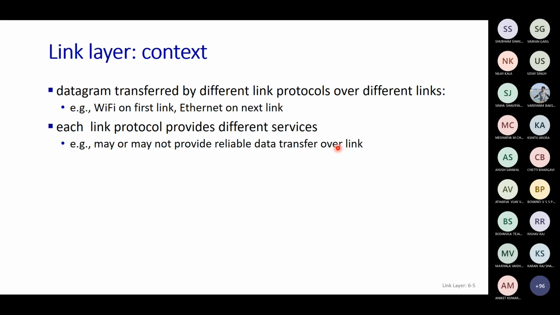So the datagram that is being transferred from the system has to have some set of protocols which will allow it to be sent either over a wireless link or over a wired link. Now, each link protocol provides different services. For example, some link layer protocols provide reliable data transfer, and some do not provide reliable data transfer over a link.